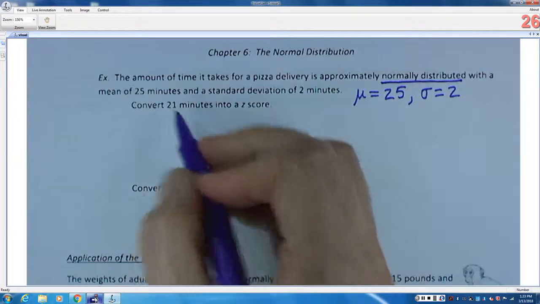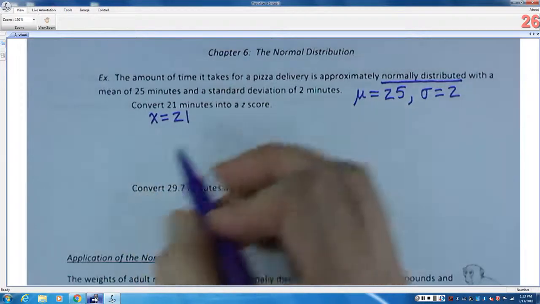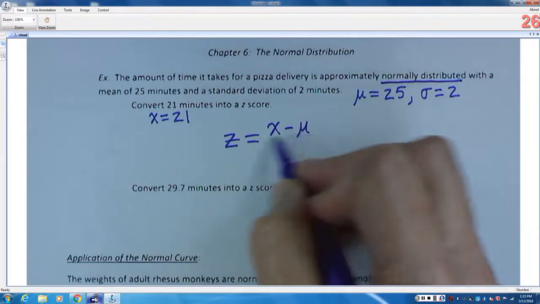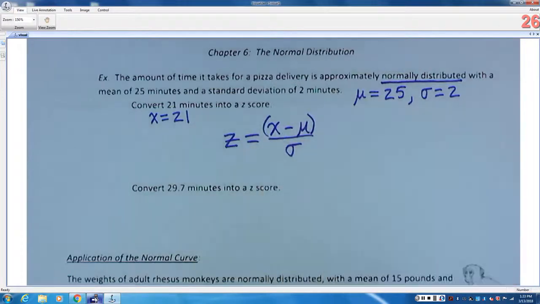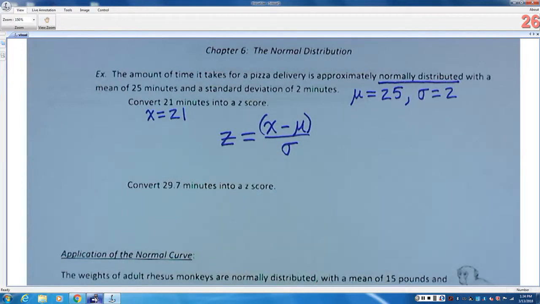So we're going to convert 21 minutes, this is our X, to a z-score. We use this formula, X minus mu over sigma. Why don't we use inverse norm? Inverse norm, we found z-scores with that, but because of what we're given, in this problem we are given X and the mean and standard deviation, everything you need for this formula. We only use inverse norm when we're given an area. So that's why we're not using inverse norm.